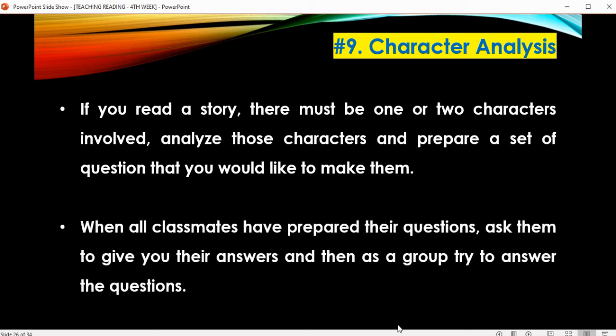When all classmates have prepared their questions, ask them to give you their answers, and then as a group try to answer the questions. Notice that they are going to analyze the characters of the story, or maybe the extract of a novel, or a soap opera, or maybe a conversation, a dialogue that they are going to read. They must answer some questions prepared by you, and then as a group you can check those answers or check this new information.